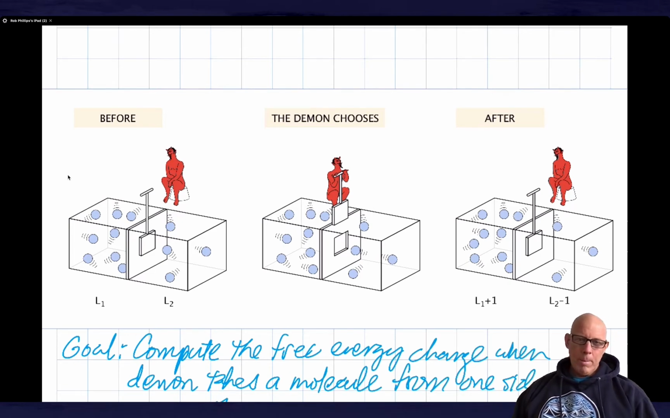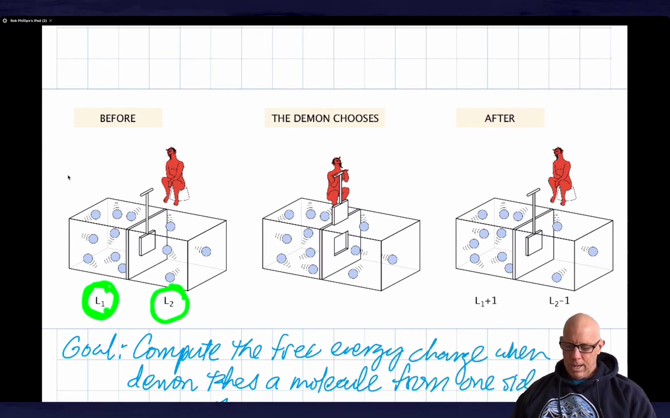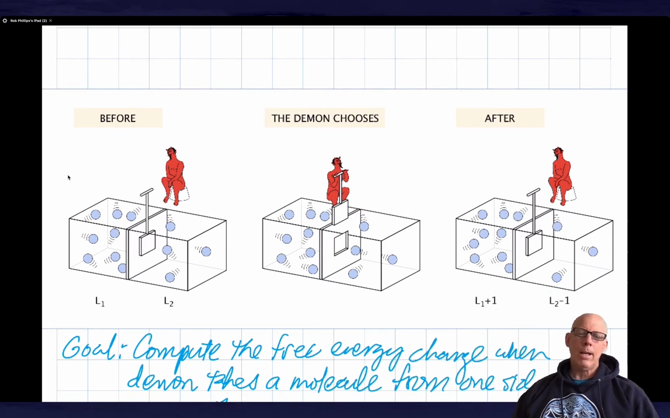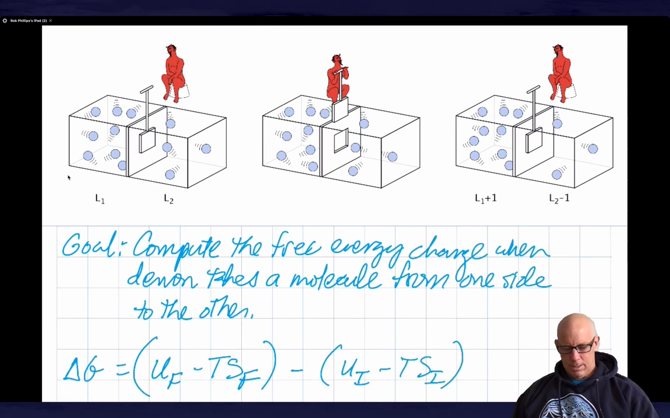What I'm going to do here is simply the following. I'm going to ask: if there are L1 ligands on the left-hand side of this partition, and L2 ligands on the right-hand side of this partition, and the daemon allows one molecule to pass from right to left, such that now there's L1 plus 1 on the left and L2 minus 1 on the right, my goal is to compute the free energy change when the daemon does this, okay?